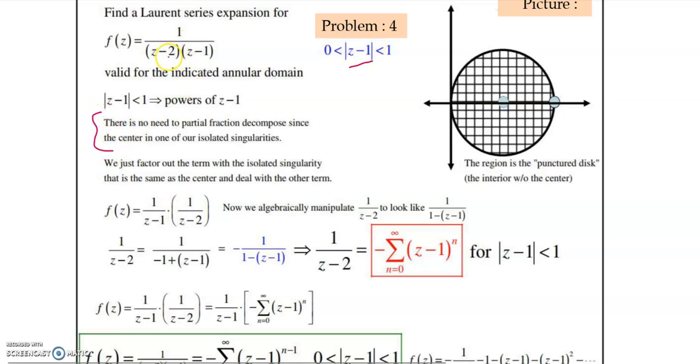Now z equal to 2 is one pole, z equal to 1 is another pole. That is mentioned here. But this pole z equal to 1 coincides with the center. So that's why it is written here. There is no need to partial fraction decompose, since the center is one of our isolated singularities. The center is this, but it coincides with one isolated singularity, that is z equal to 1. What an isolated singularity is, we will see later.